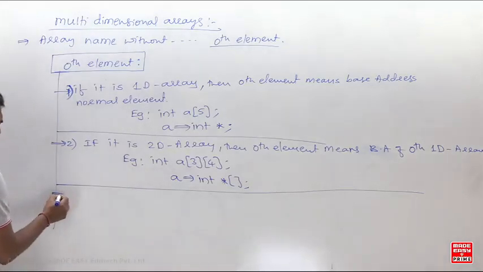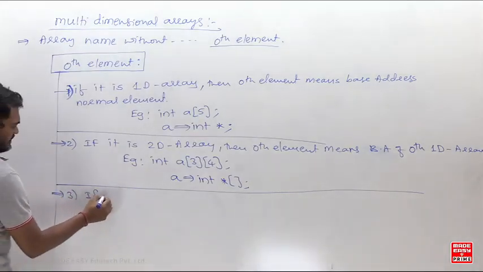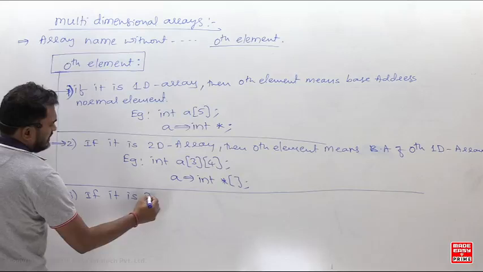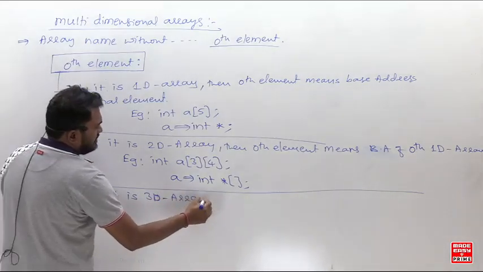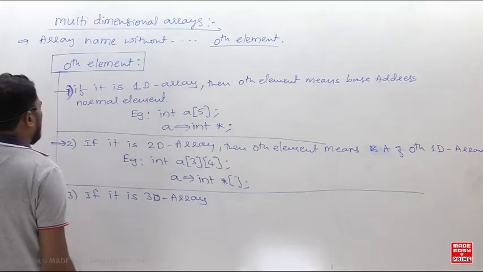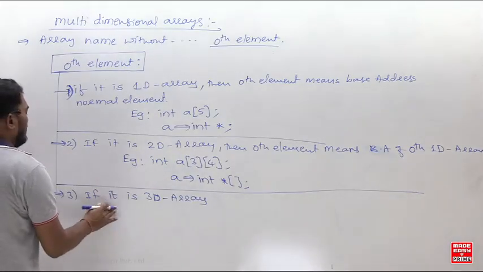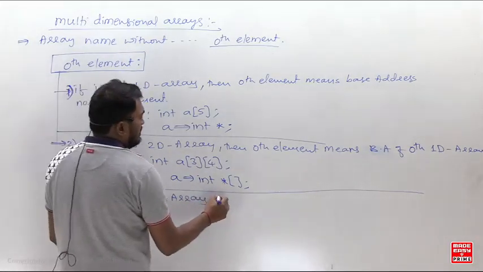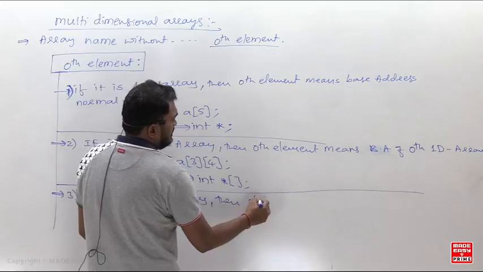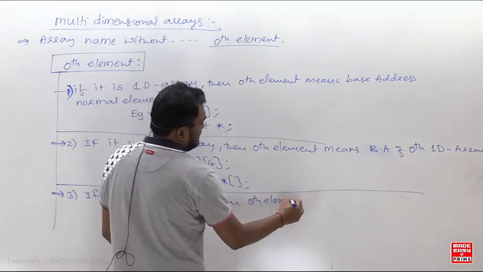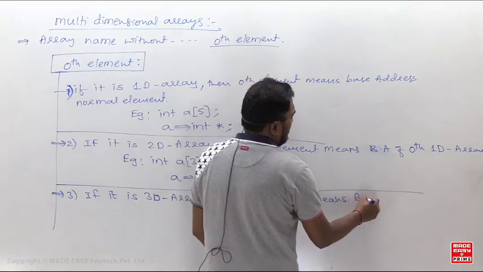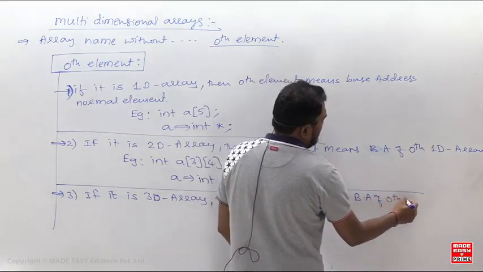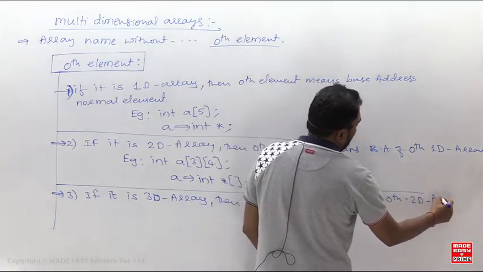And next, now the third one. If it is a 3D array, then the same thing: 0th element means the base address of the 0th what? 2D array.